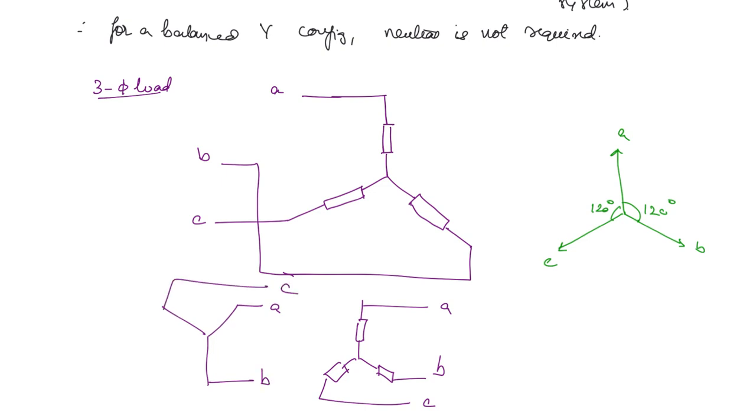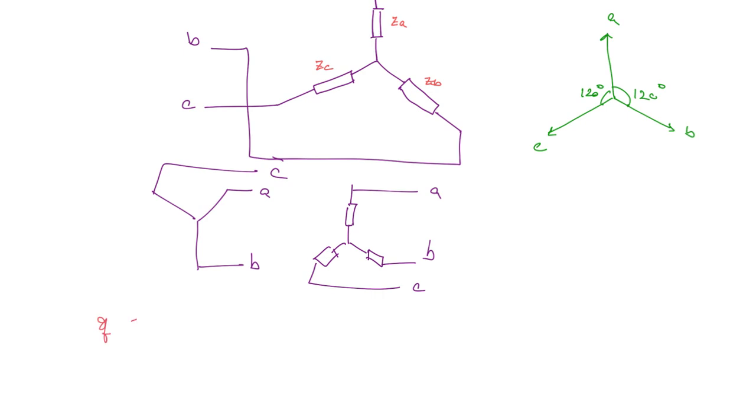Now, when do we call a 3-phase load a balanced load? We call it a 3-phase balanced load if each of the impedances are equal. Okay. So that means if ZA is equal to ZB is equal to ZC, magnitude as well as phase we are talking about, then this will become a balanced load. Okay. Now we will discuss the delta configuration.